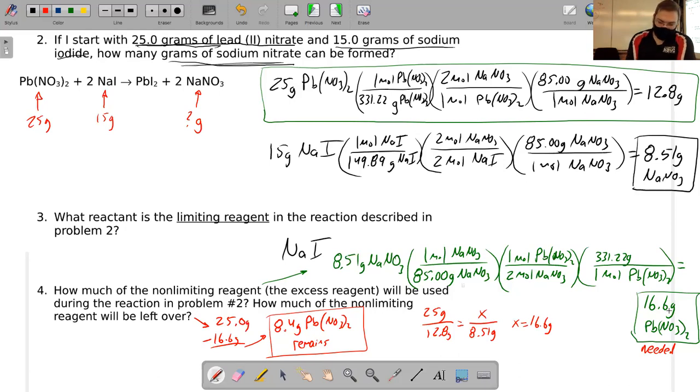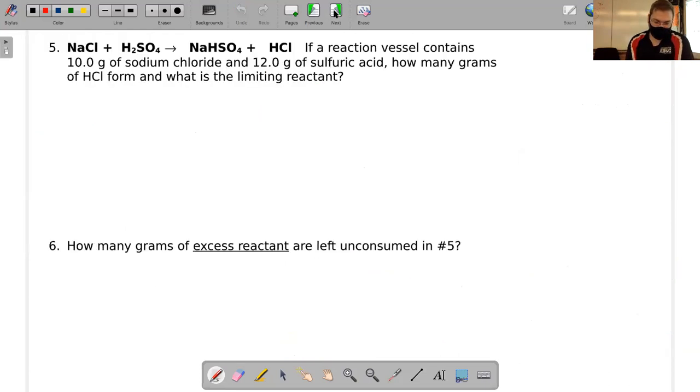All right, so that one's okay. And then this one is actually a salt reacting with sulfuric acid, sodium chloride and sulfuric acid. So you got 10 grams of sodium chloride, 12 grams of sulfuric acid. How much HCl forms? So we're trying to figure out the mass of HCl. In both cases, you take the mass of something that you know, 10 grams of sodium chloride. First thing you always do, if you're not in moles, is convert to moles.